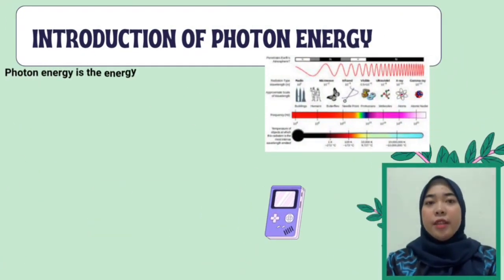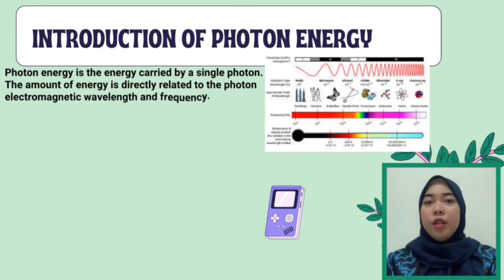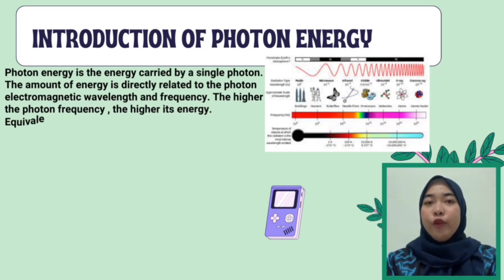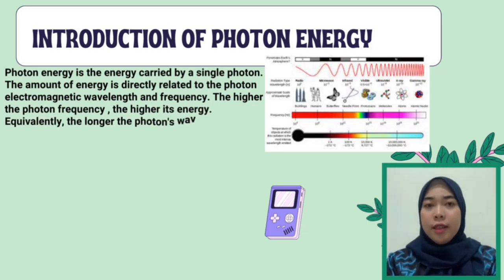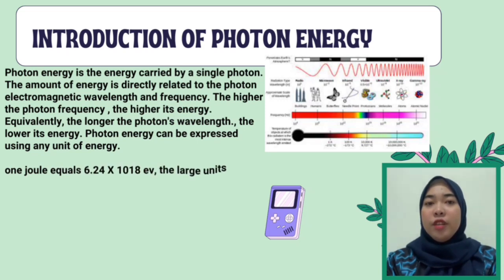Photon energy is the energy carried by a single photon. The amount of energy is directly proportional to the photon's electromagnetic frequency and thus equivalently is inversely proportional to the wavelength. The higher the photon frequency, the higher its energy. Equivalently, the longer the photon wavelength, the lower its energy. Photon energy can be expressed using any unit of energy.